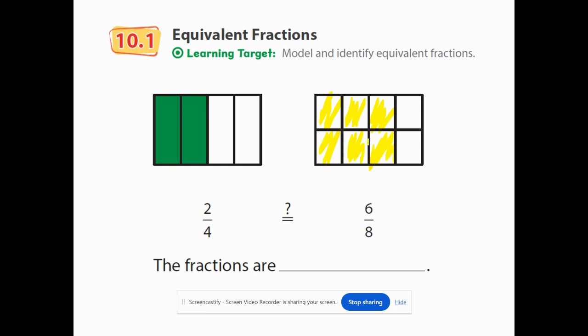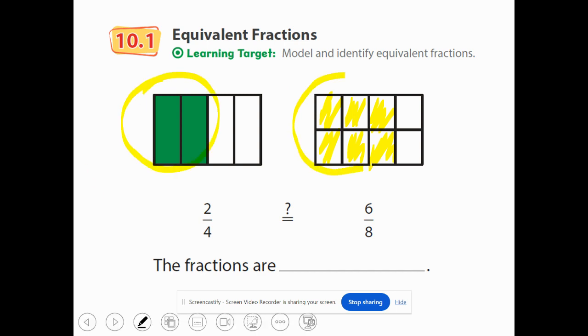So are these equivalent fractions? Is this the same amount that is over here? Are these the same amounts? Well, if we look, they're not the same amounts. This is a smaller fraction than this, which is 6/8. So 2/4 is not equivalent to 6/8. So we're going to put not equivalent.